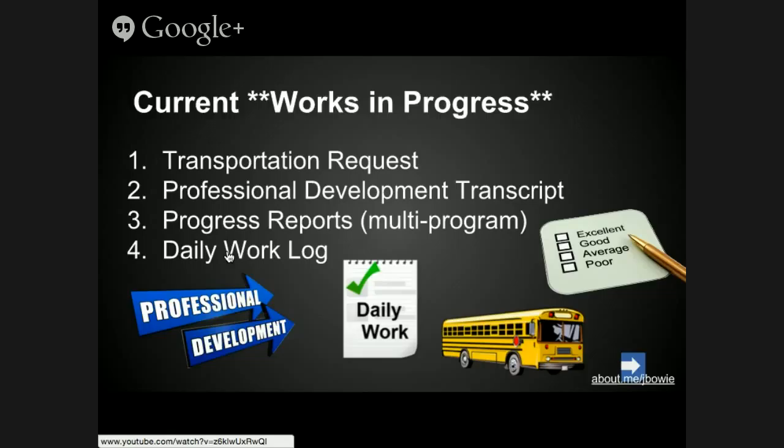The progress reports, I say multi-program because our electrical program is using it, our cosmetology program is using it, auto service is using a different one, and auto collision is using it. We're slowly bleeding into our programs, and we're making this thing work exactly like they want it to. It's a Google spreadsheet that they use as an online gradebook, and then they run the script and it creates progress reports. That's the one I'm going to show you in depth in a minute.